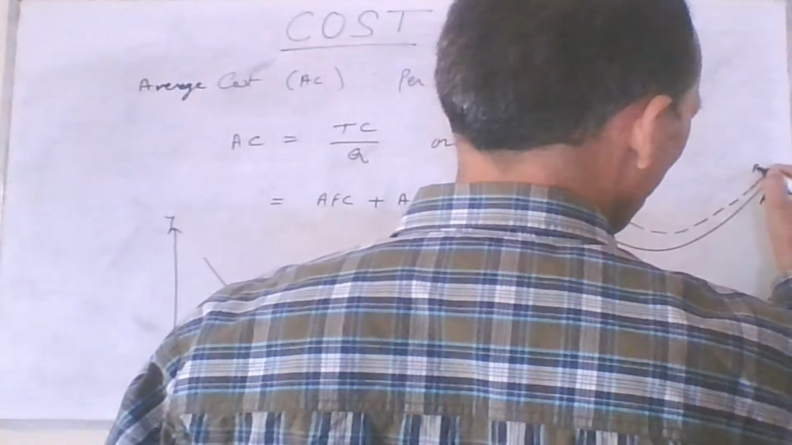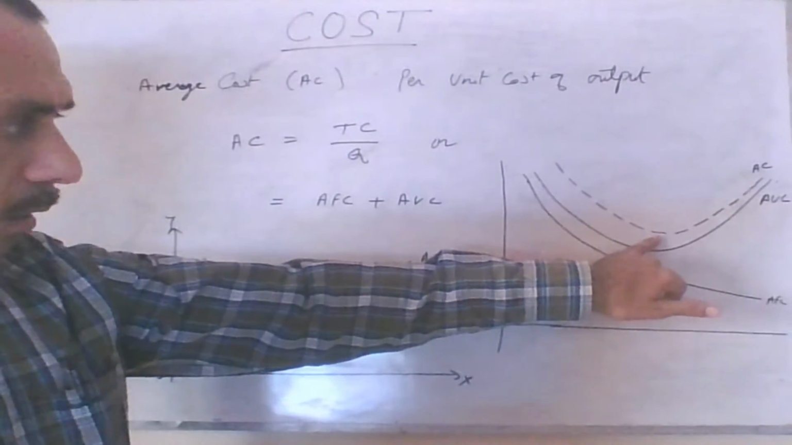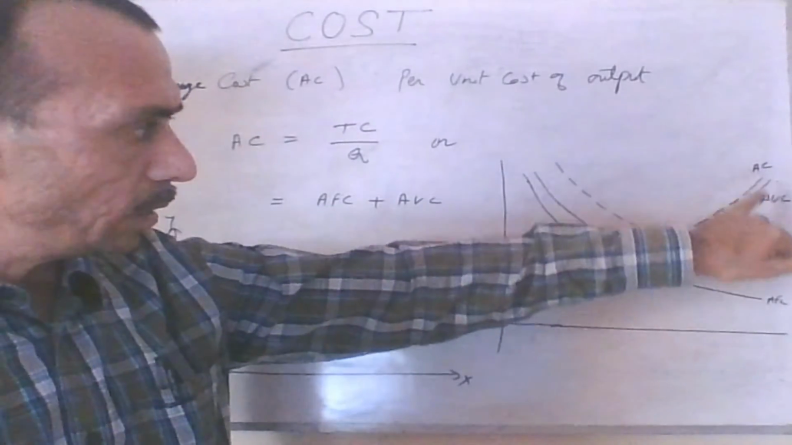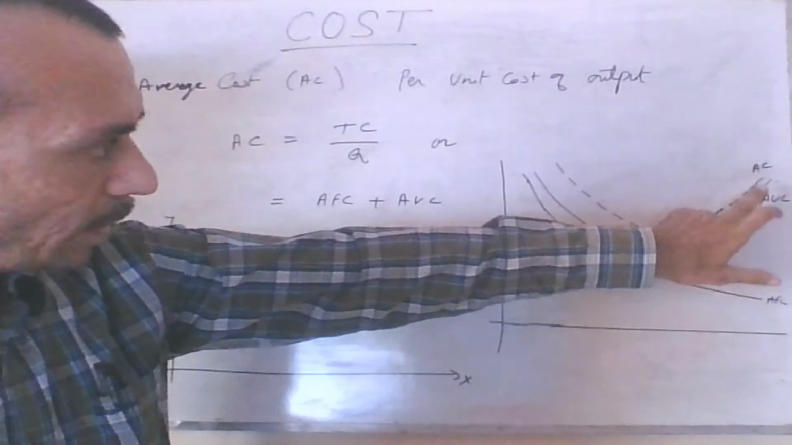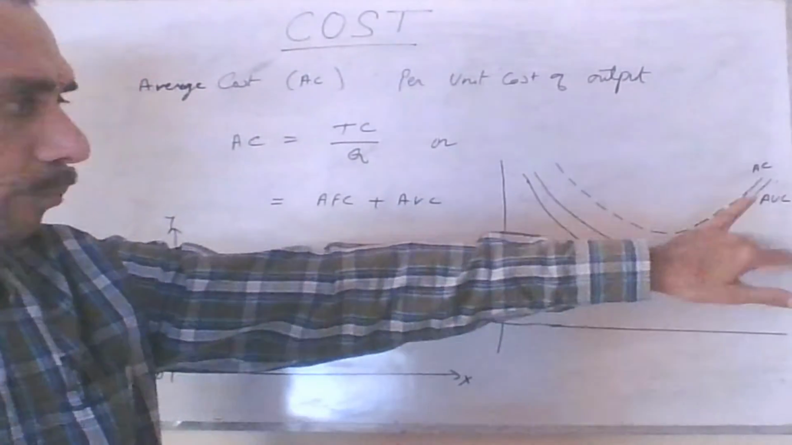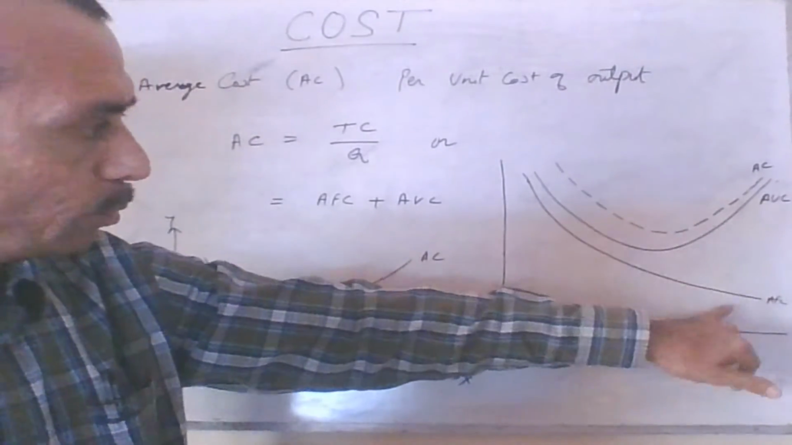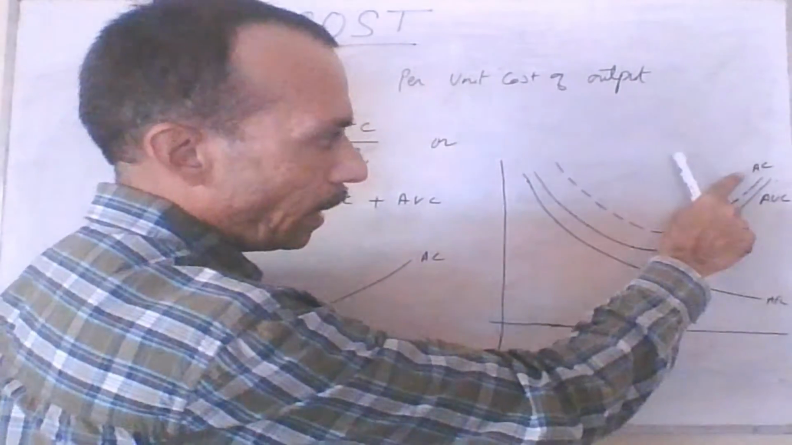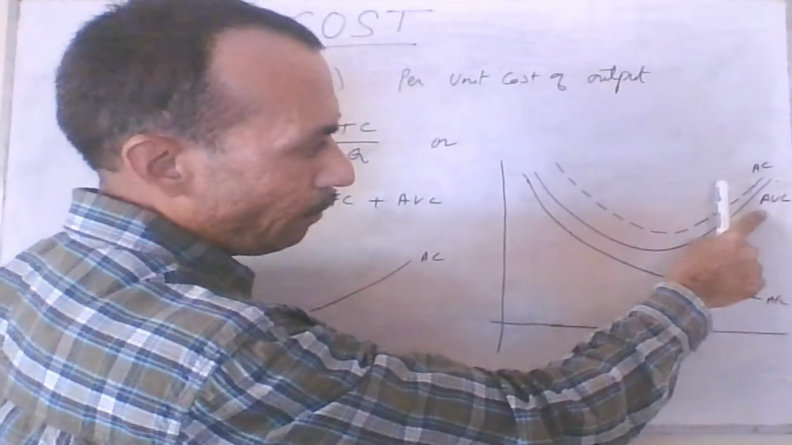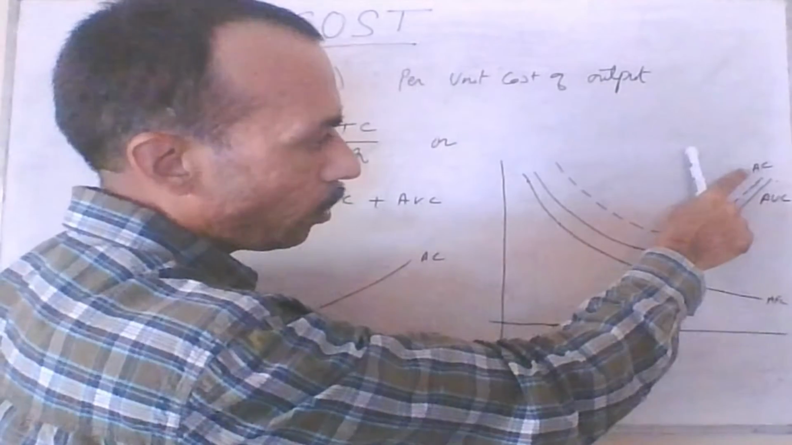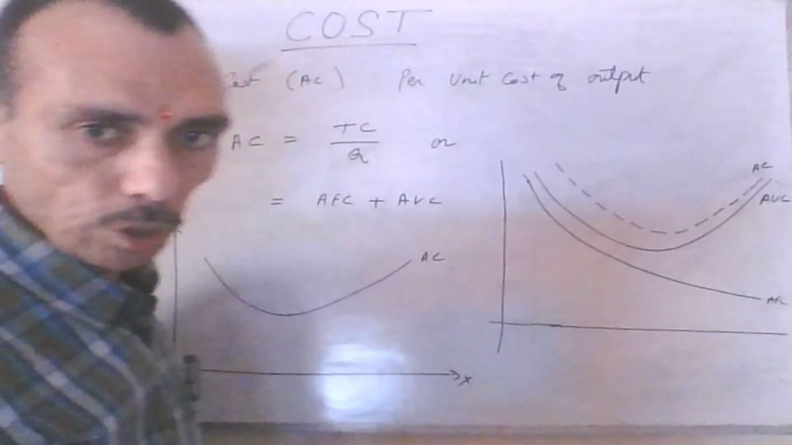This is your AC. AC initially falls, reaching its lowest, then starts to rise. AC is a summation of AVC and AFC, right? AC and AVC never tangent to each other. Why? The difference between AC and AVC is the AFC. AVC never tangents the AC curve. Although the gap is narrower, AVC never tangents the AC, because the difference of AC and AVC is AFC, and AFC is never 0.